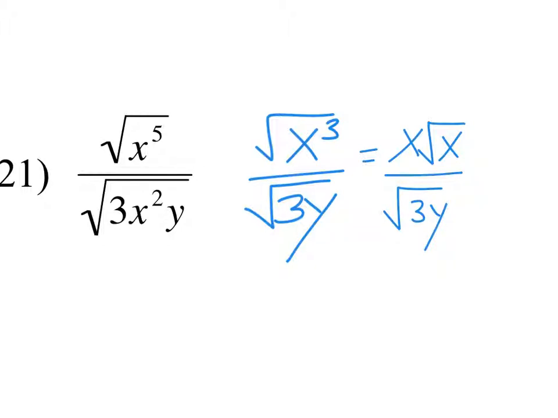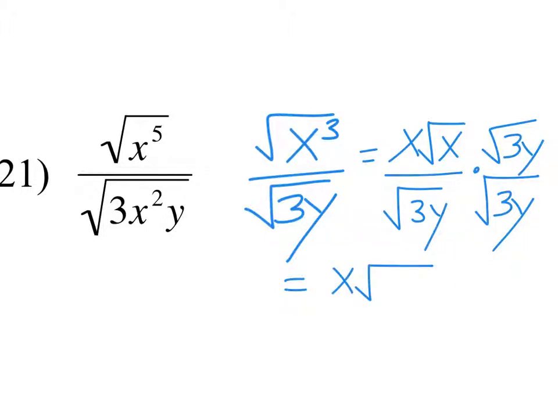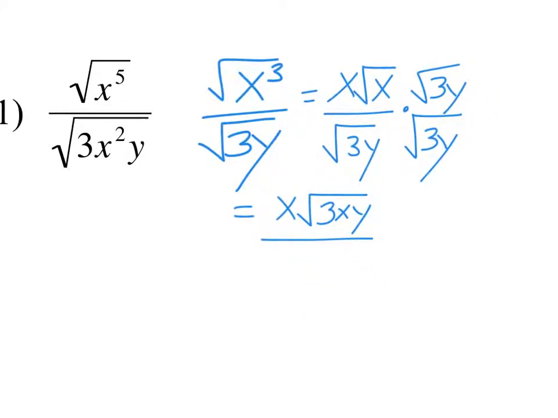Okay, now we're ready to rationalize. What do you think we're going to multiply both top and bottom of this fraction by? Yes! Someone whispered rad 3y. They were a little shy, but they had the right answer. Okay, so now let's multiply the top. And we get x, and then x times 3y is 3xy. And then on the bottom, rad 3y times rad 3y equals 3y.